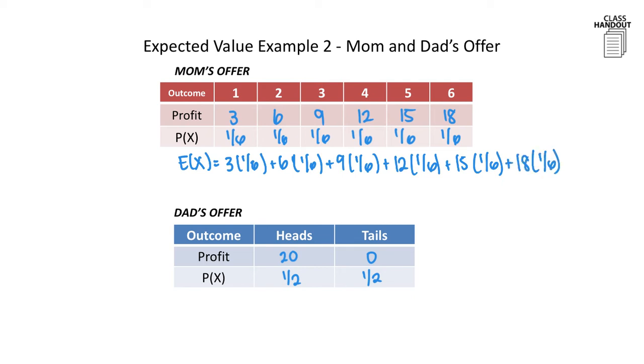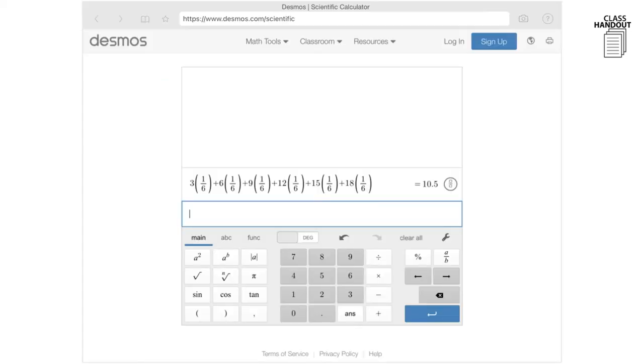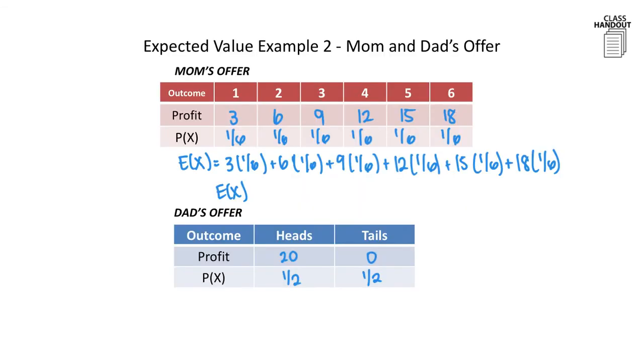All right, so to calculate this expected value, we're going to put this into our calculator, which I'm going to do. So for mom's situation, we do 3 times 1/6, plus 6 times 1/6, etc., etc. So the expected value in that case would be $10.50. And then we're going to calculate the expected value of dad's offer. So in this case, it's 20 times 1/2 plus 0 times 1/2. Well, this one, it's pretty easy to do in our head. We know 0 times 1/2 is just 0. 20 times 1/2 would just be 10. So the expected value in this case would be 10.